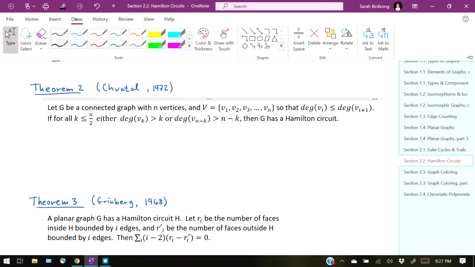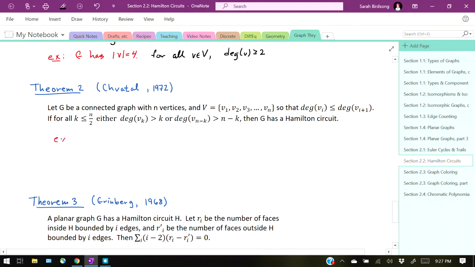Suppose again we have 4 vertices. So a little baby example. Suppose we have a graph, and this has 4 vertices. In terms of how to use this theorem, when you write out your vertex set, this would be V1, V2, V3, V4. Notice the ordering here tells you that the degree of vertex 1 is the smallest. Maybe they actually all have the same degree, that's totally fine, but the degrees are listed in increasing order. Okay, so that's one thing it says.